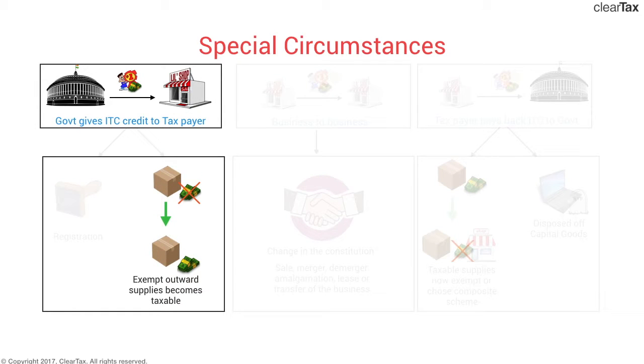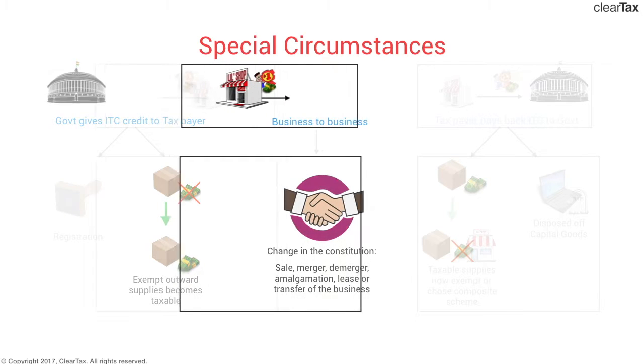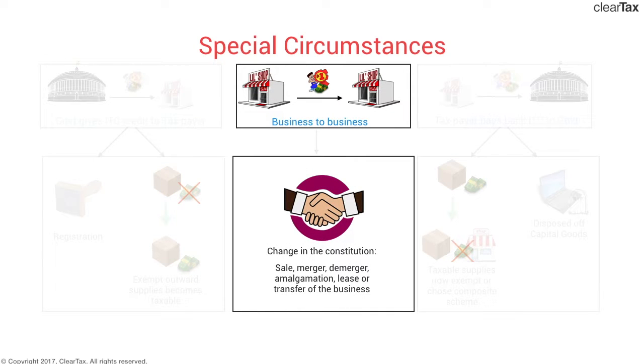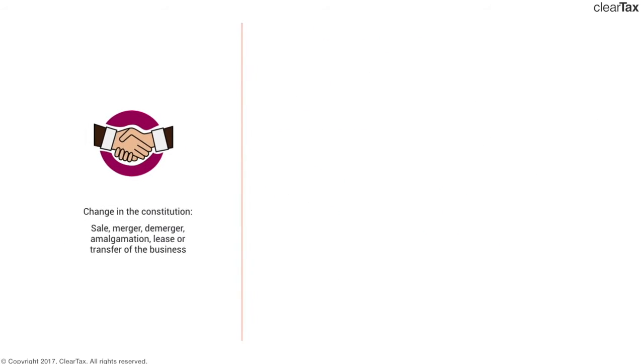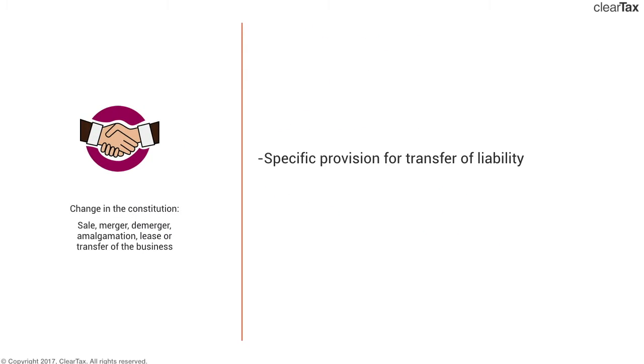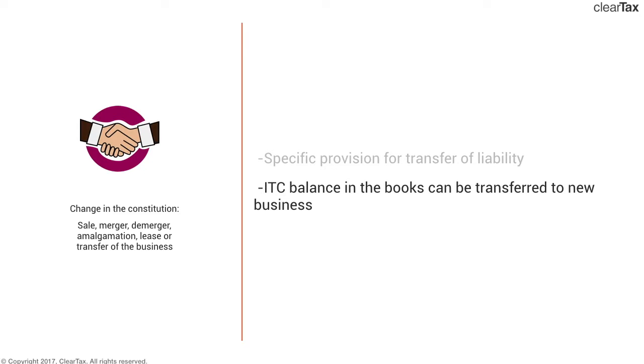Coming to the next circumstance of transfer from one business to other. It is only when there's a sale, merger, demerger, amalgamation, change in constitution of a business would trigger this transfer. There's one condition though, that the contract of change in constitution, contract of sale, should have a specific provision for transfer of liability. That arrangement has to be made. Only then input tax credit balance in the books of the transferor can be transferred to the new business.